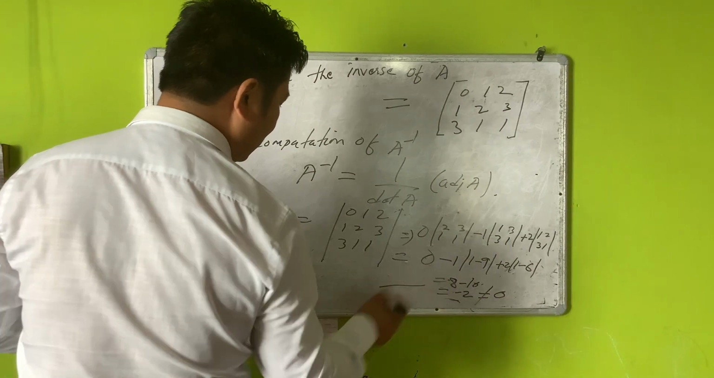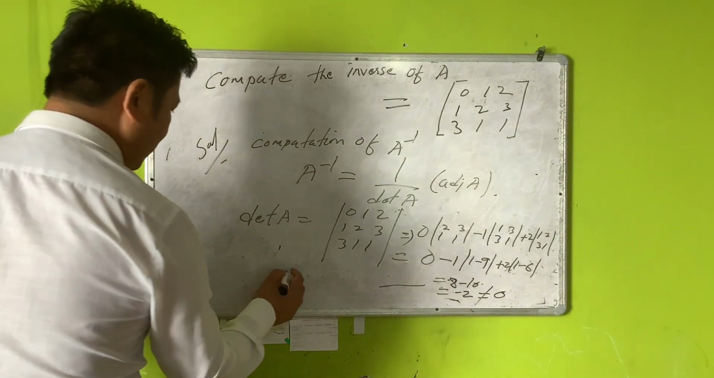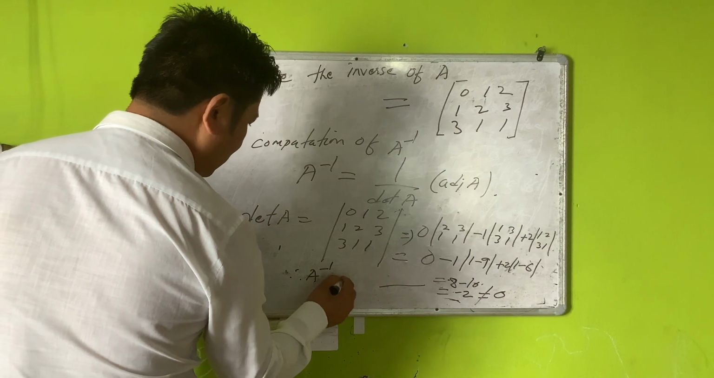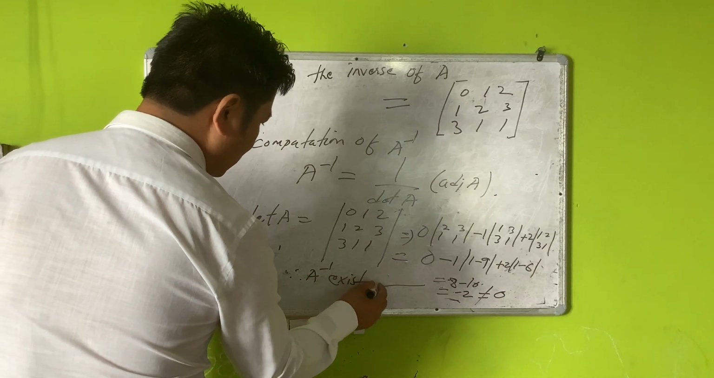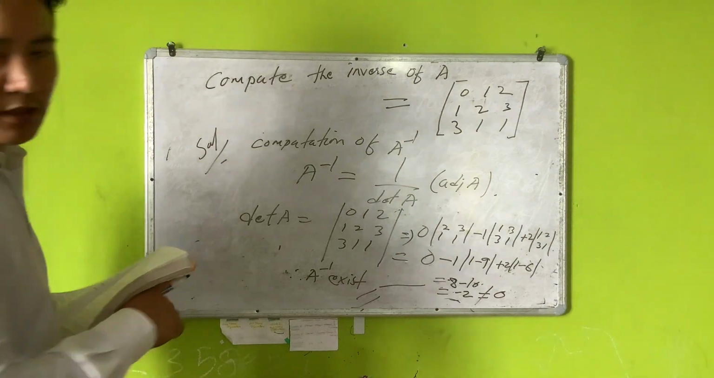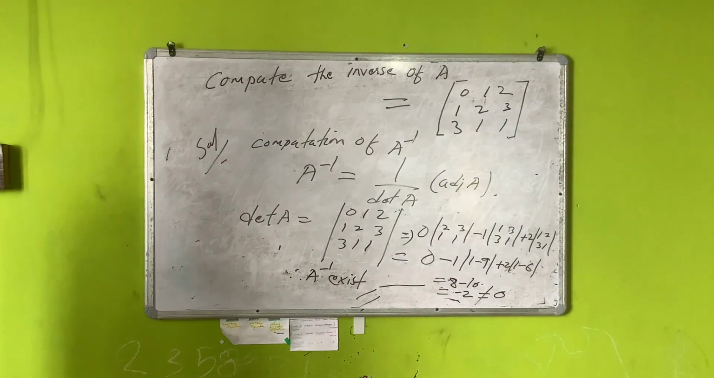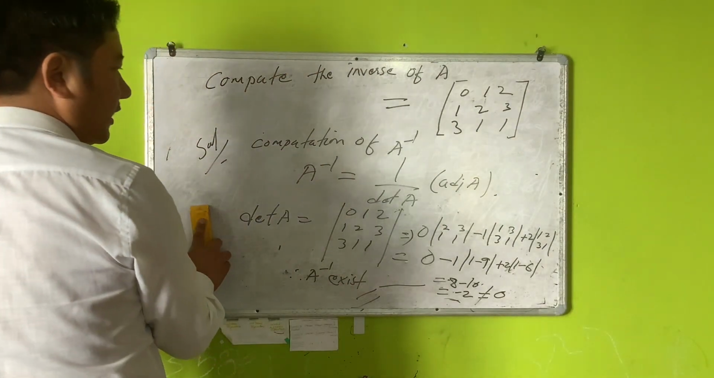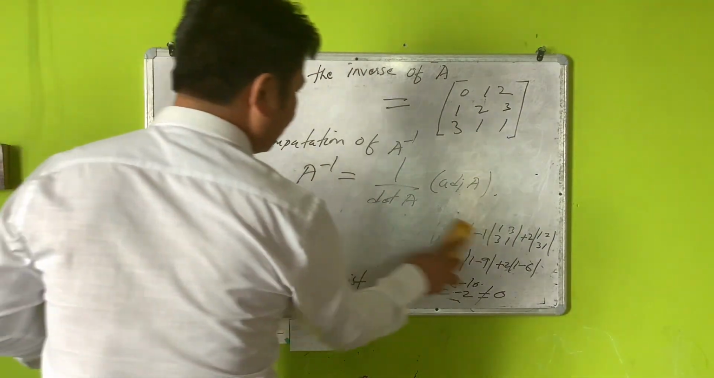So since the value of determinant is not 0, you can write therefore A inverse exists. Okay, A inverse exists. So you found delta A. Now adjoint of A needs to be found.